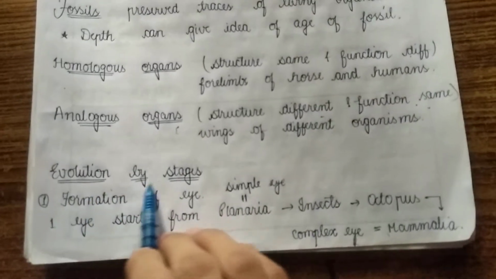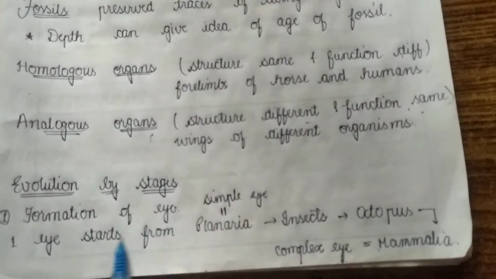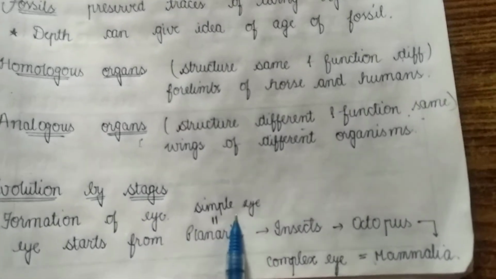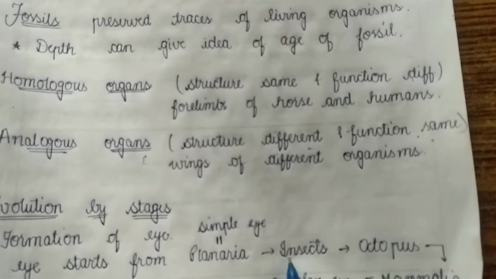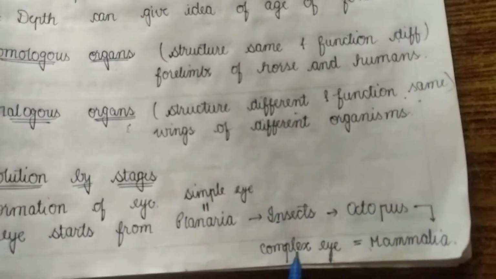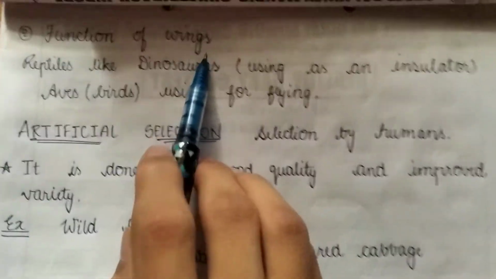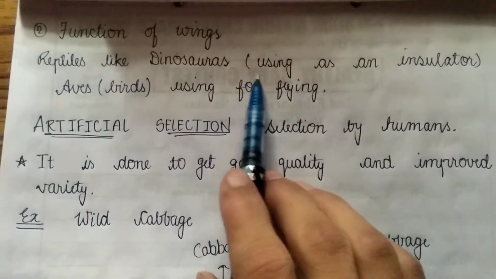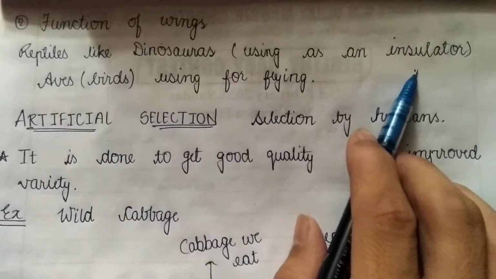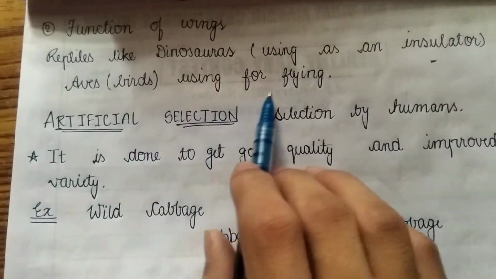Now we will see the evolution by stages. First is the formation of eye. The eye starts from the planaria, meaning the simple eye, then insects, octopus, mammalia, and then the complex eye or rudimentary eye. Second example is function of wings. Reptiles like dinosaurs use their wings as an insulator, and aves, that is birds, use them for flying.